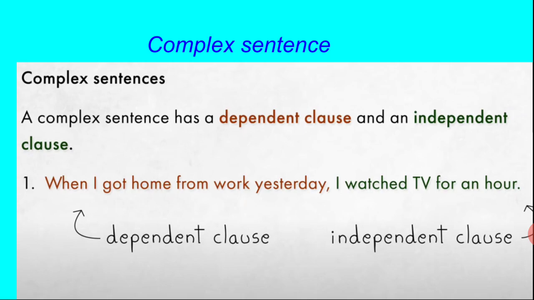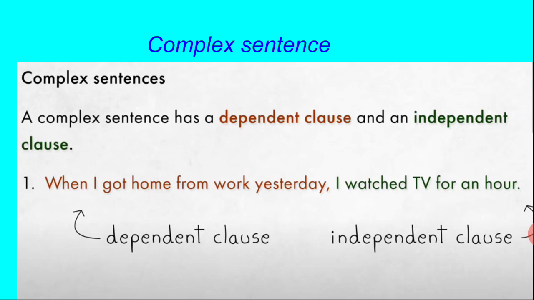When I got home from work yesterday, I watched TV for an hour. Okay, so which is the independent clause? The second part. I watched TV for an hour. Subject is there, watched, verb is there. It gives complete meaning and it can stand by itself. That is why it is an independent clause. But look at the first part.